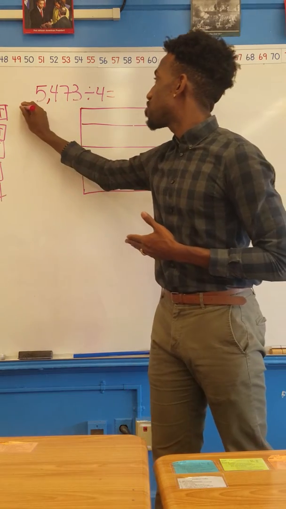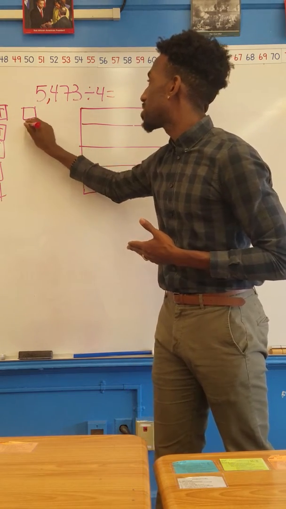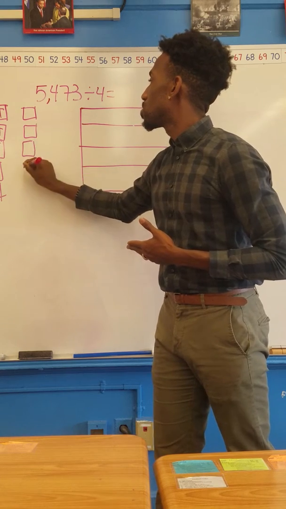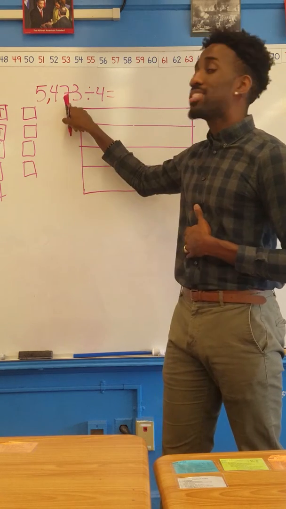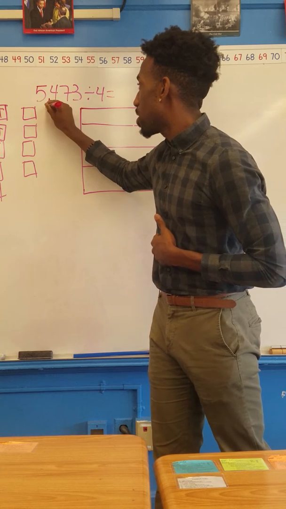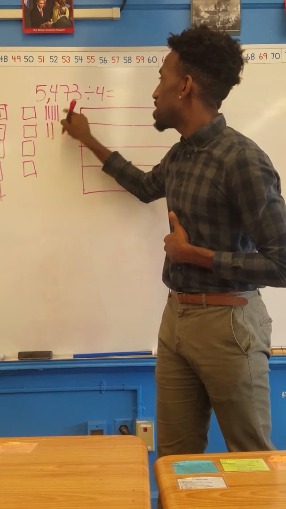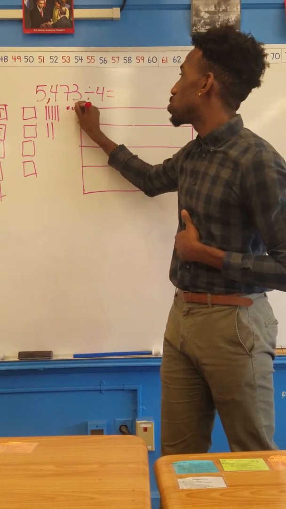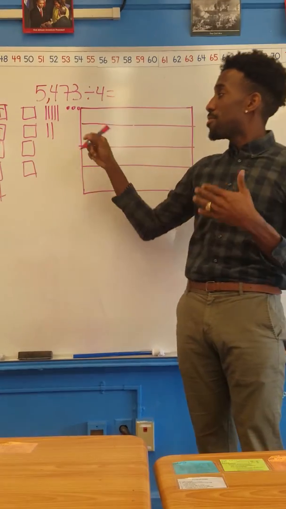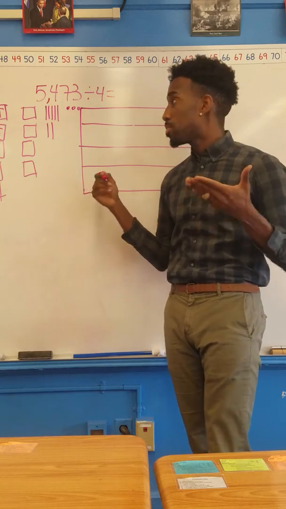I have 4 hundreds, so I'm going to draw 4 flats. I have 7 tens, so I'm going to draw that. 10, 20, 30, 40, 50, 60, 70. And I have 3 ones. 1, 2, 3. Now my first step is I need to start with the largest place value.